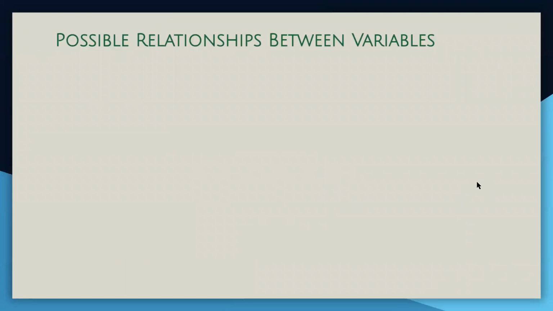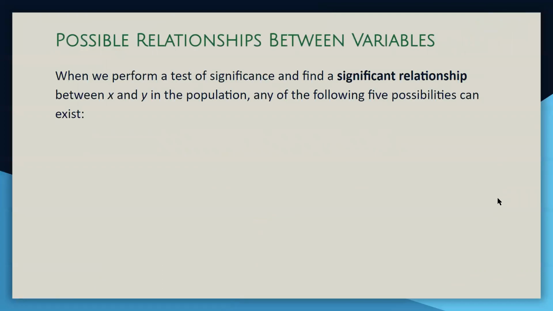So far, we've talked about tests for significance and finding that correlation coefficient, but we need to talk about how to interpret those results. So when we perform a test of significance and we find a significant linear relationship between X and Y in the population, any one of the following 5 possibilities can exist.